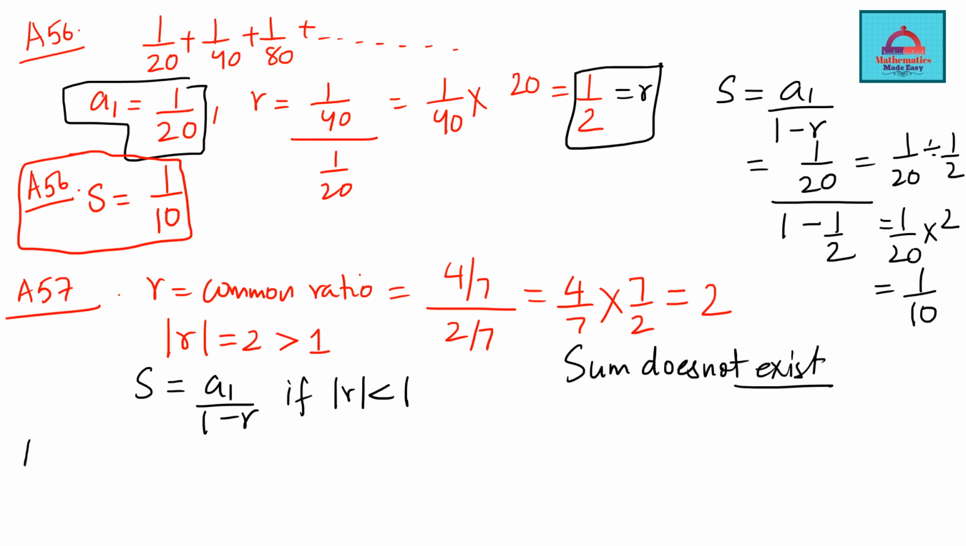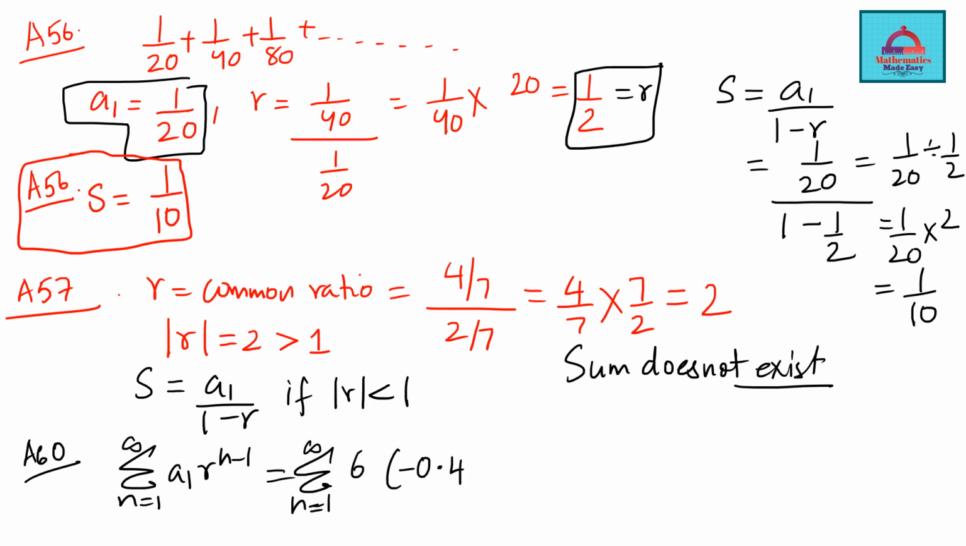Okay. Last question that I'm going to do for you from this slide is this one. So we had the summation notation n equal to 1 to infinity A1 r to the power n minus 1, which is given to be in the question summation n equal to 1 to infinity, A1 times negative 0.4 to the power n minus 1. So we will use the formula of S equal to A1 over 1 minus R.